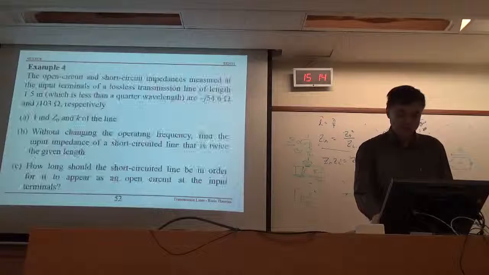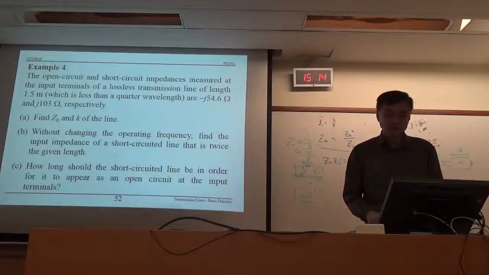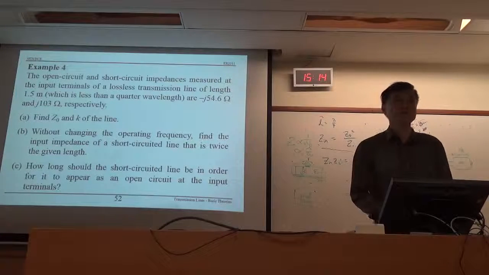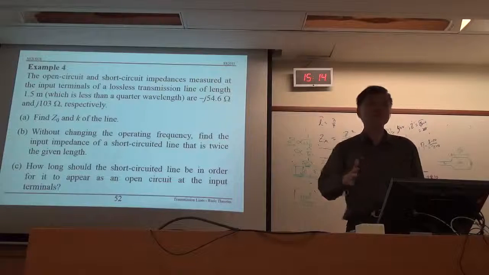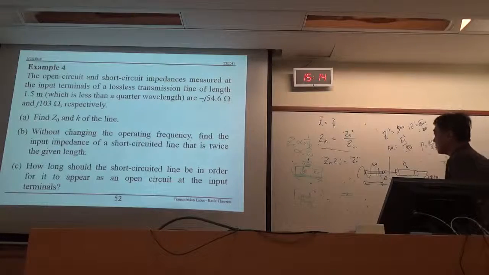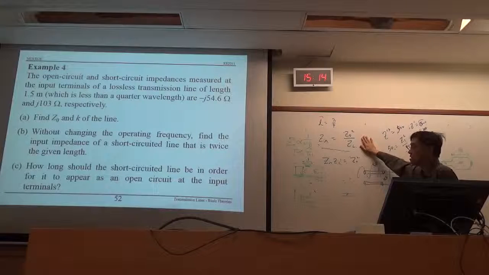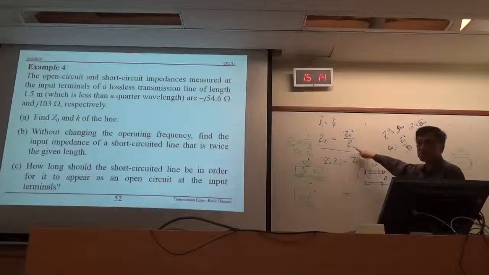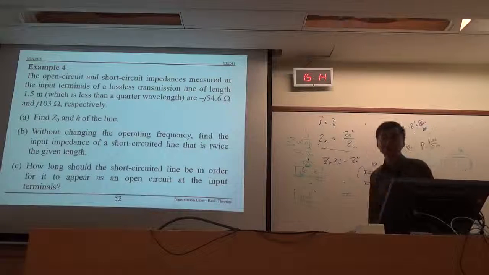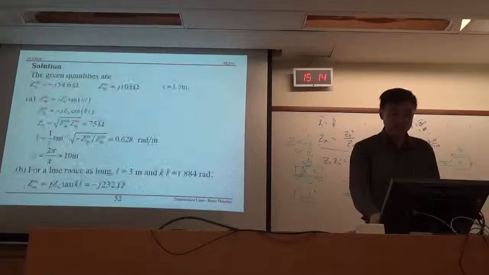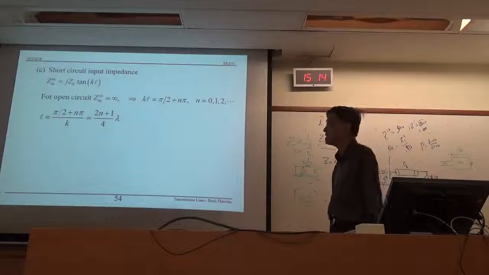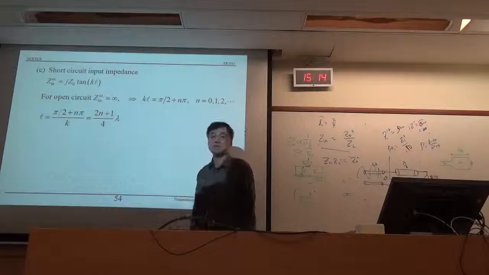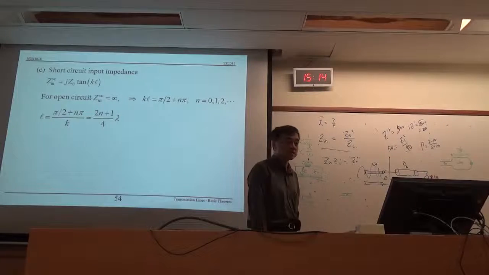And what is the last one? How long should the short-circuited line be in order for it to appear as an open circuit? Very simple. Short circuit is zero impedance. Once it appears as an open circuit, it becomes an infinite impedance. Of course, the length is lambda by 4. You can sub in the equations, or basically, you can get the answer straight away.